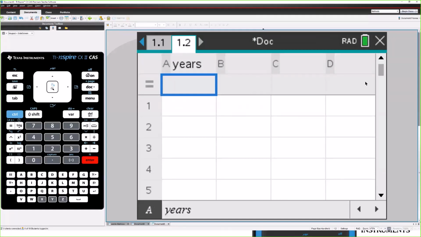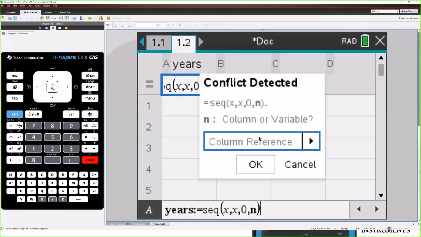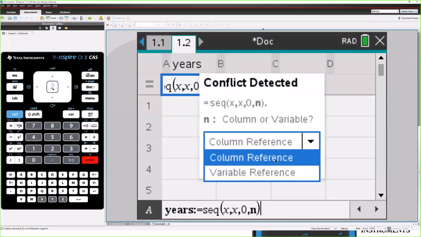So if I put in equals sequence, because anytime you're going to put a formula, you're going to start with an equals. And the formula is actually really simple. If I go x comma x, and we'll start at 0 all the way through to n. So x is my variable and x is the formula. That'll make sense in just a moment. It wants to know this n to which you're referring to, is that a column? Nope, it's a variable.